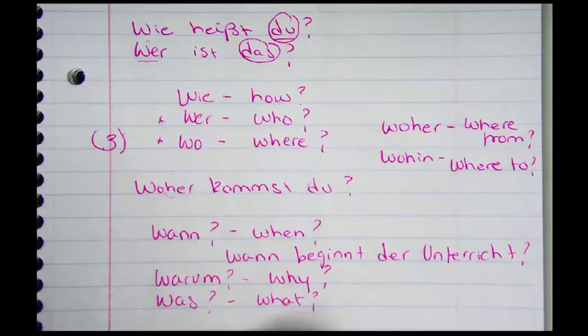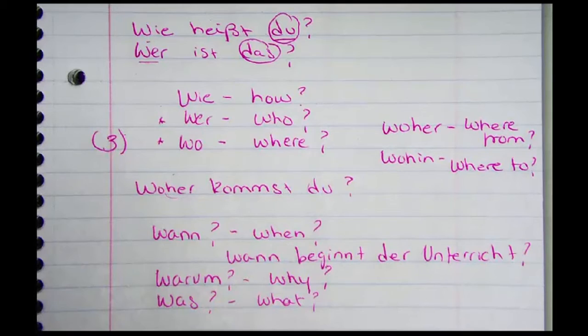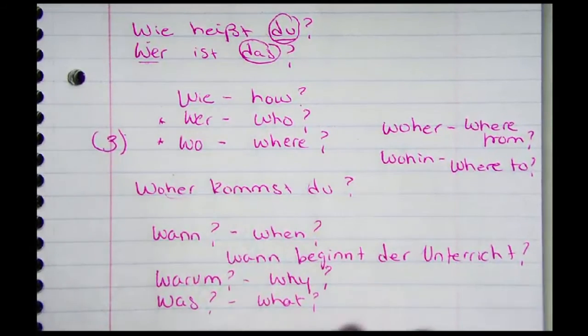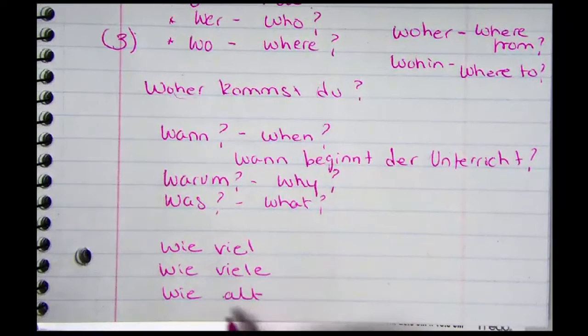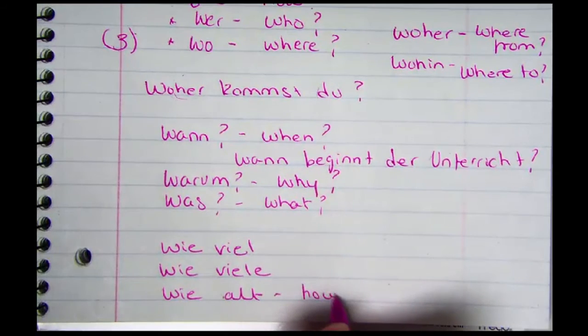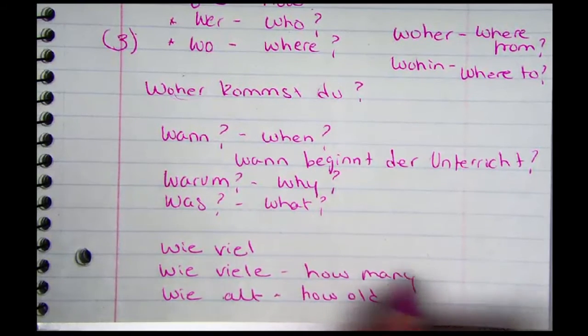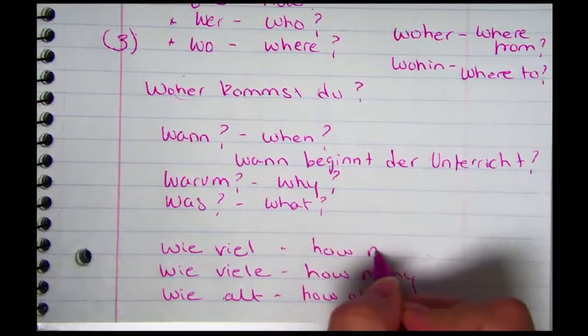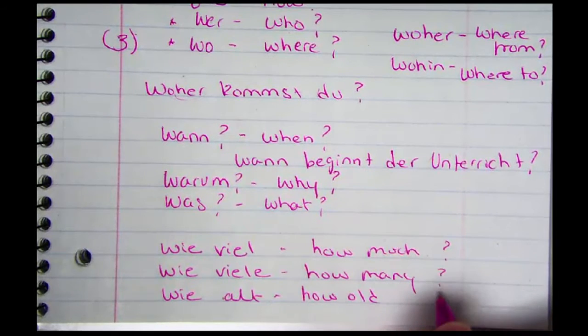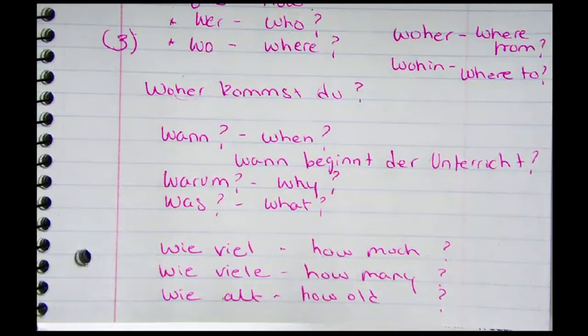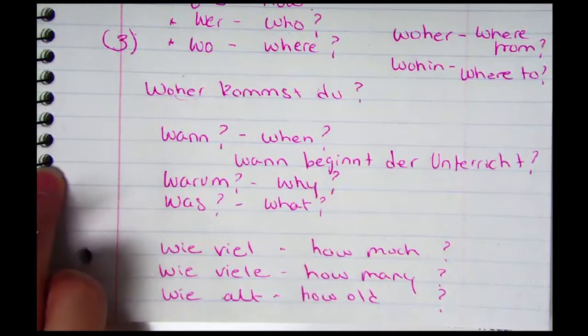We have some modifications for wie. We can also ask wie viel, wie viele, and wie alt. The last one should seem familiar. So wie alt bist du? What does that mean again? Hopefully you got that. It means how old, how many, and this one is how much. So those are all the question words that you need to know so far.